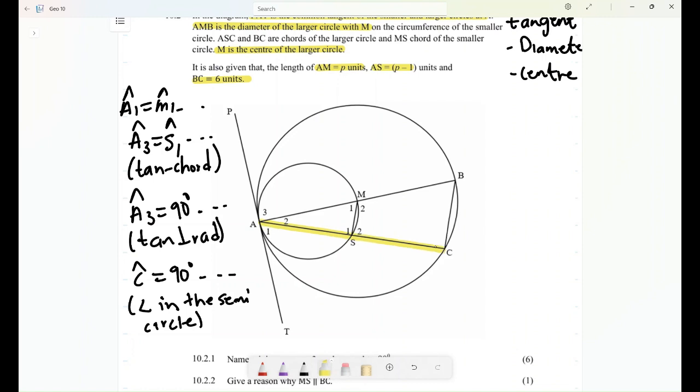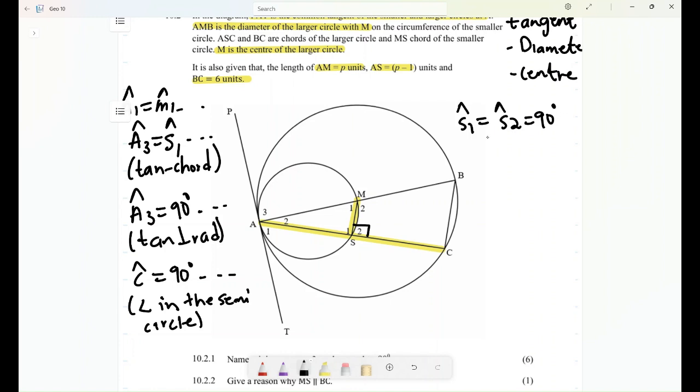ASC, it is a chord. So now if I have a chord and I have a center, I know the line from the center is perpendicular to the chord. So it means angle S1 is equal to angle S2, which is equal to 90 degrees.